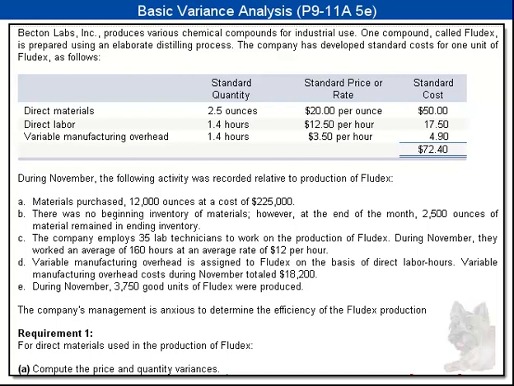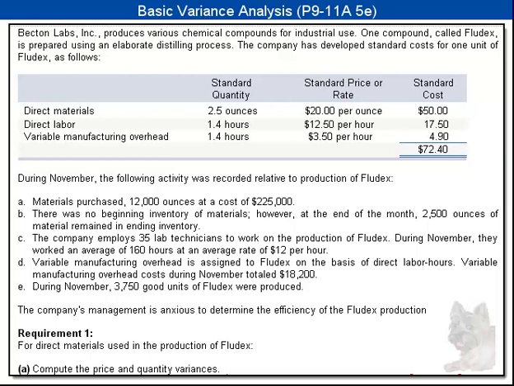And then you see in the table here, we start off with direct materials, 2.5 ounces, $20 per ounce for a $50 standard cost. Direct labor takes 1.4 hours to make 1 unit of Fludex, and costs $12.50 per hour. So that comes out to be $17.50. We're just multiplying across. And then variable manufacturing overhead, they've determined already to be $3.50 per hour, and it takes 1.4 hours. So that comes out to be $4.90, giving us a total standard cost of $72.40.